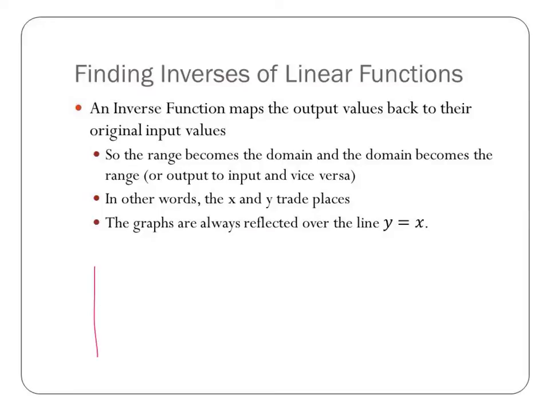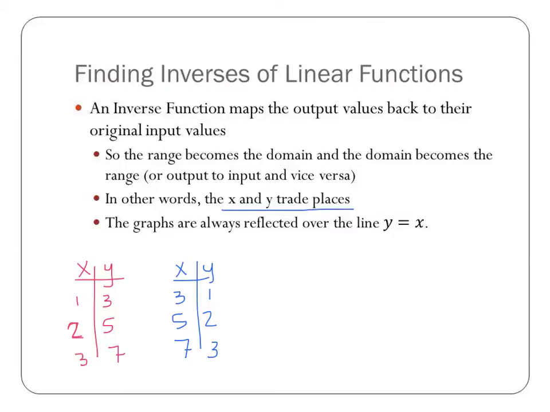So if you had a list of x's and y's, and let's say that 1 mapped to 3, and 2 mapped to 5, and 3 mapped to 7. So your x's are your inputs, your y's are your outputs. So your inverse of that would be we take the outputs from the original one and map them back to the inputs. So the basic thing that is happening here is your x and your y are trading places. X and y are trading places.